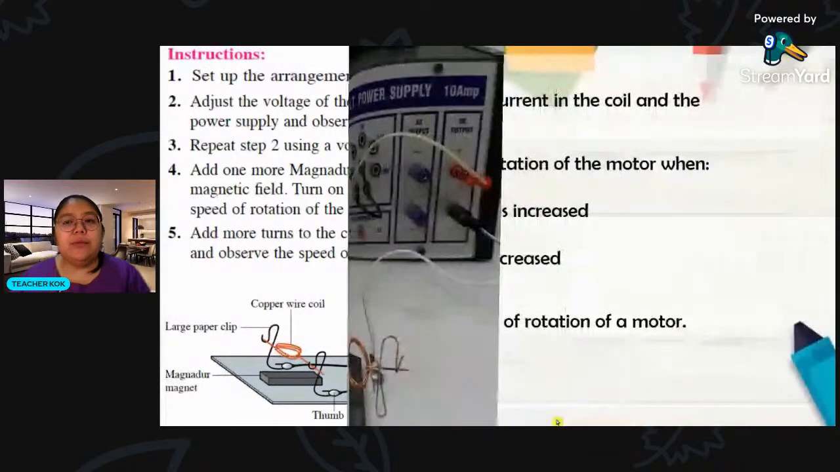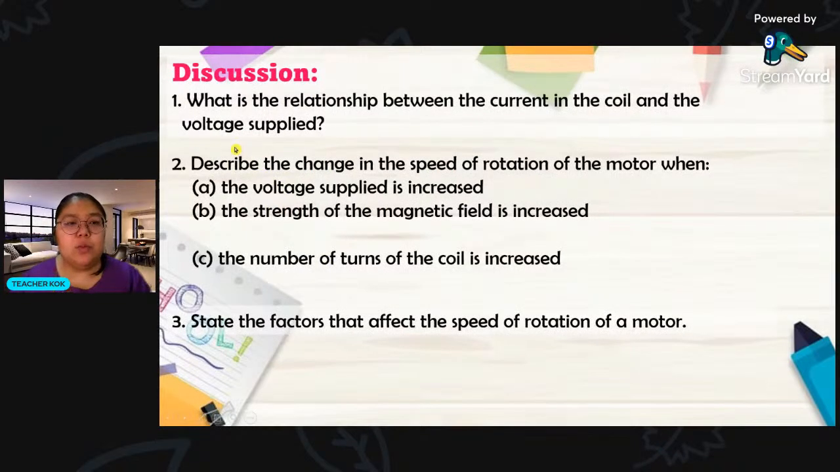Now we go through the discussion. Just now you saw the diagram. So from here we answer: what is the relationship between the current in the coil and the voltage supply?